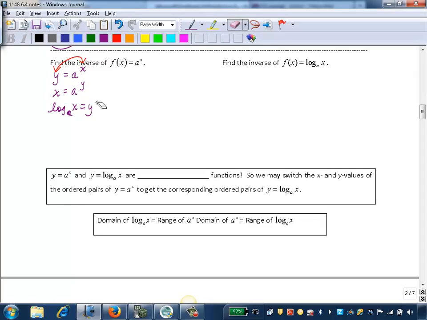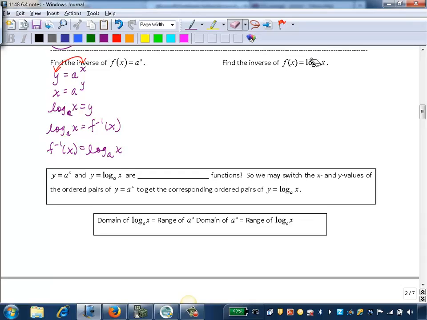So now we've got the y isolated, and finally we just want to write it with our inverse function notation. So we have log base a of x equals f inverse of x, or I'll turn it around, f inverse of x equals log base a of x. So you can see that the inverse of this parent exponential function is a logarithmic function.